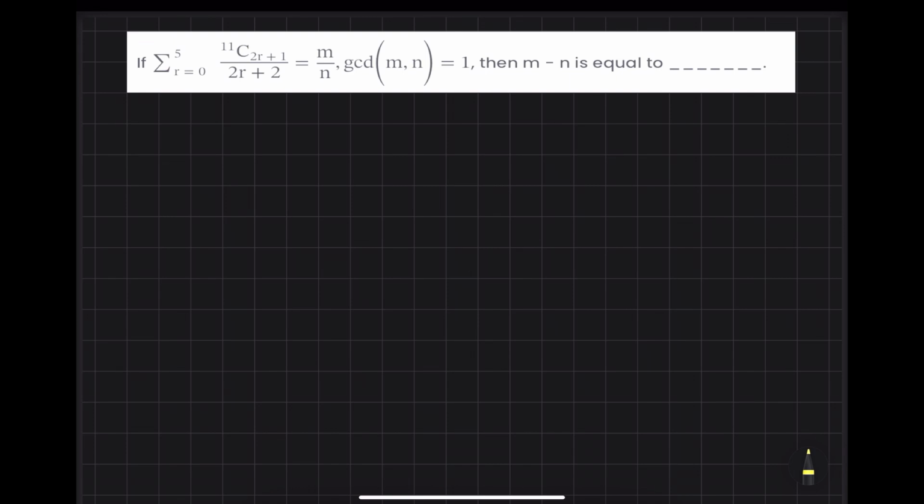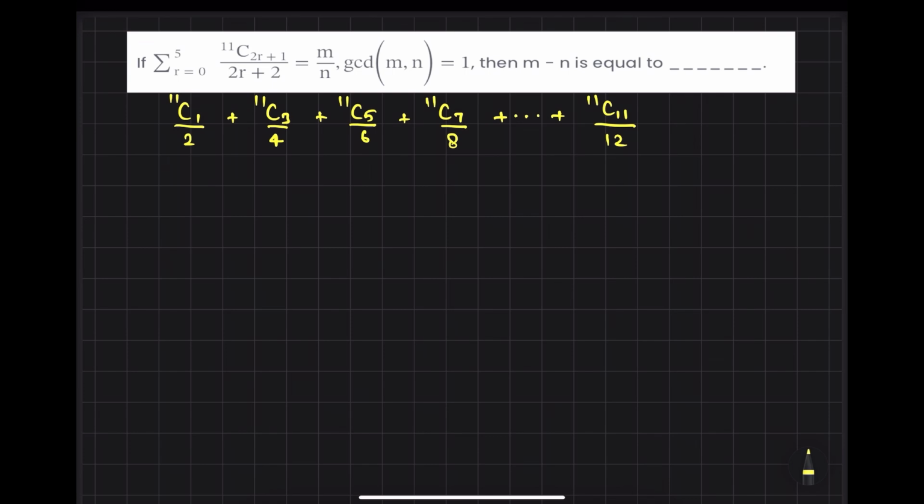Let's expand everything. I'll substitute the value of r as 0. So it is 11c1 by 2 plus 11c3 by 4, 11c5 by 6, 11c7 by 8 dot dot dot, and the last component will be 11c11 by 12. So if you observe, the numbers are in the denominator. Okay, so we have to take help of integration.